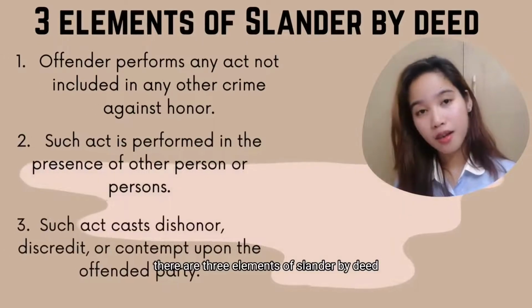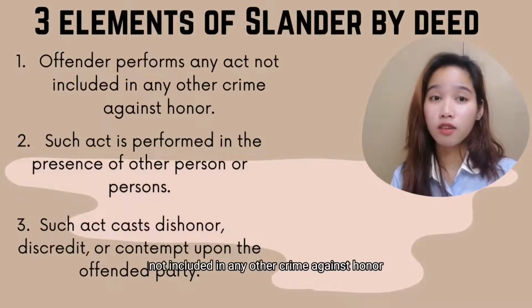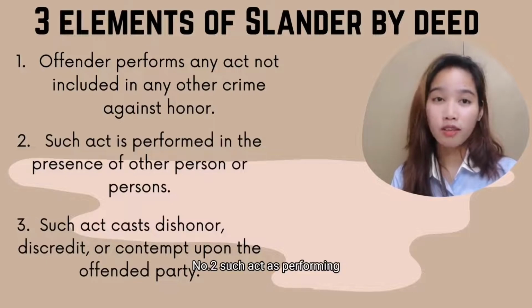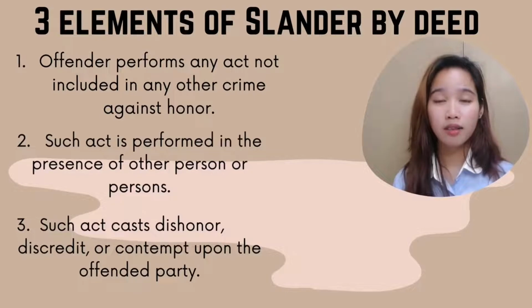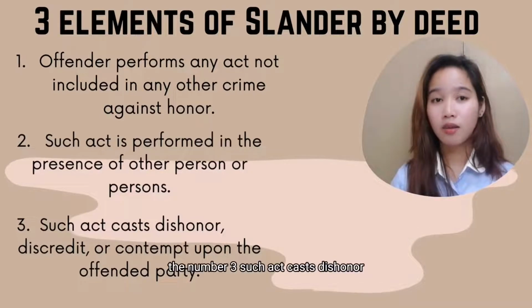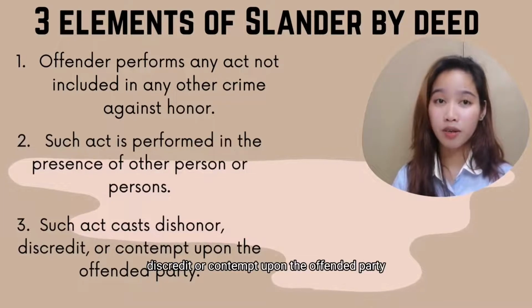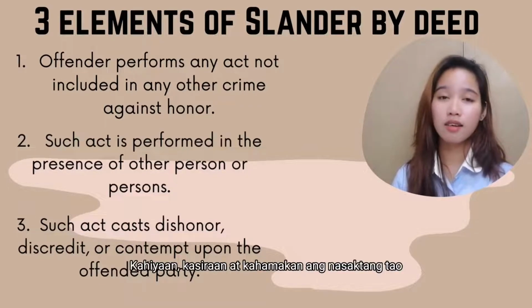And there are 3 elements of slander by deed. First, the offender performs any act not included in any other crime against honor. Number 2, such act is performed in the presence of other person or persons. Ito yung kilos na ginawa sa harap ng ibang tao o ng maraming tao kung saan maraming nakakita ng pangyayari. And number 3, such act casts dishonor, discredit, or contempt upon the offended party. Ito ay para ilagay sa kahihiyan, kasiraan, at kahamakan ang nasaktang tao.